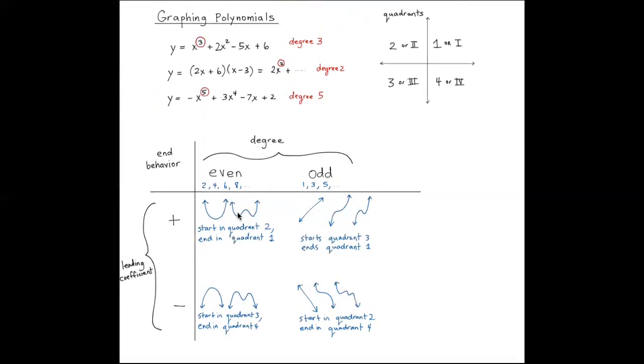Now, I might still have to do some more work, and we'll do some examples to figure out what happens in the middle. How many dips does it do? Where exactly does it cross? But the end behavior, what happens at those arrows at the very end, we can already tell a lot just by thinking about the degree and the leading coefficient.